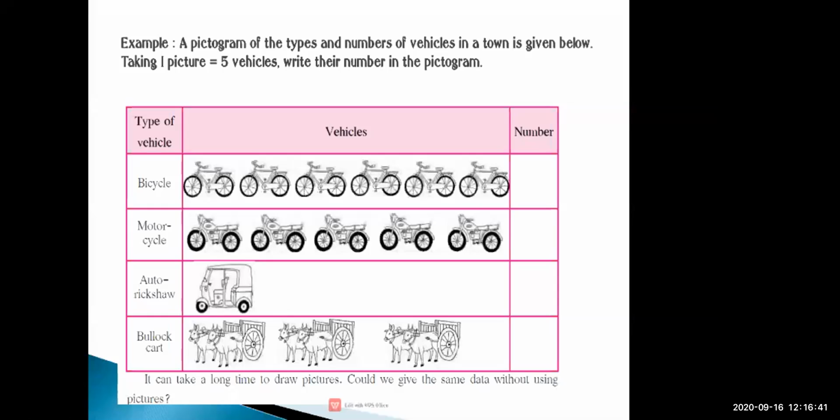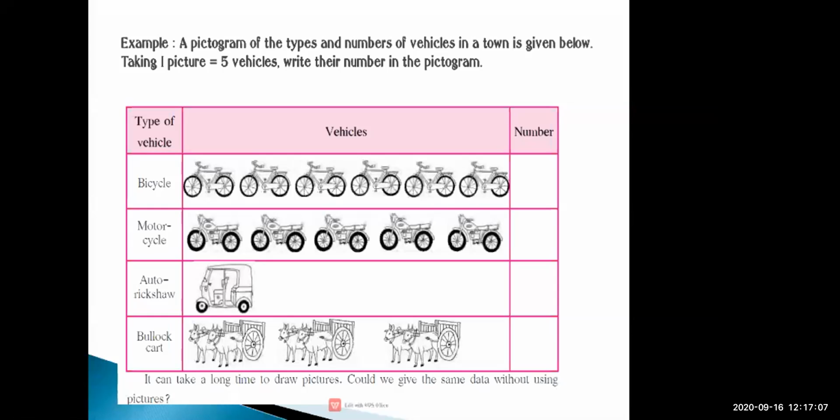How did it come? What have you people done? Yes, very good. You have multiplied 5 vehicles with 5. So 5 times 5, you got the answer 25. Very good. Now moving to the next picture, that is auto rickshaw. Now auto rickshaw is how much? 1. Very good. That means the total number of auto rickshaws you are having is 5.